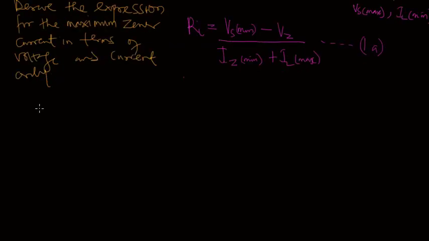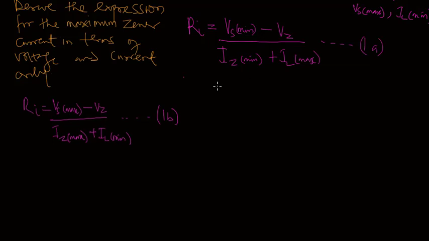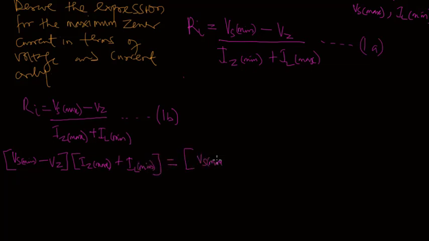If we put condition 2 into the equation, we are going to have Ri equal to Vs maximum minus Vz all over Iz maximum plus Il minimum. Let's call this equation 1b. If we equate equation 1a and 1b, we are going to have Vs minimum minus Vz into Iz maximum plus Il minimum, which should be equal to Vs maximum minus Vz into Iz minimum plus Il maximum.